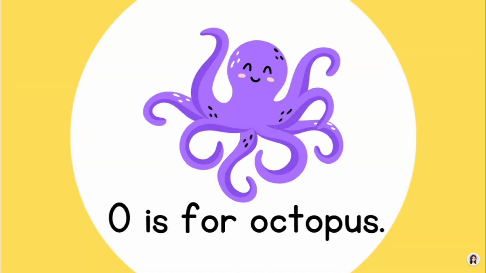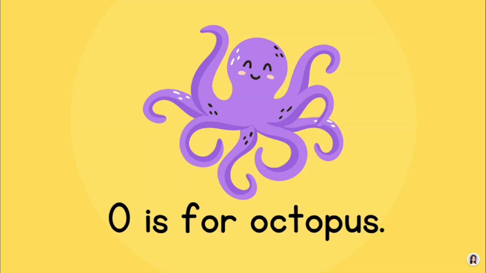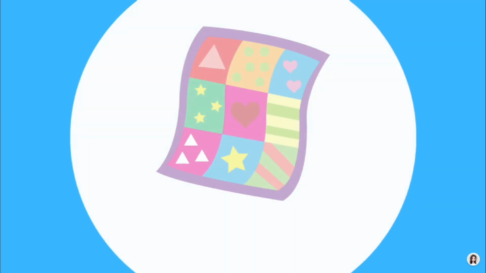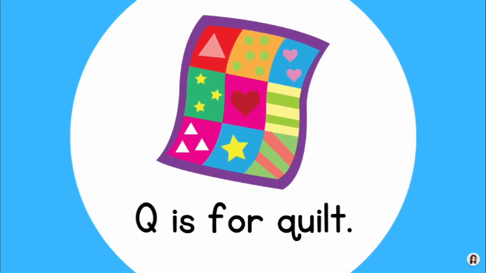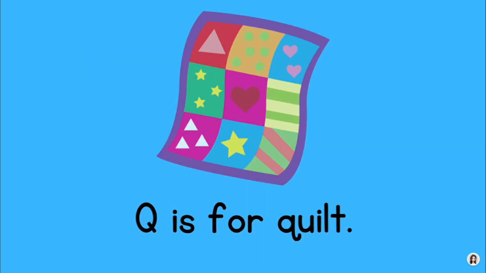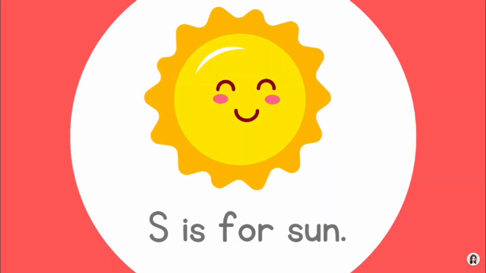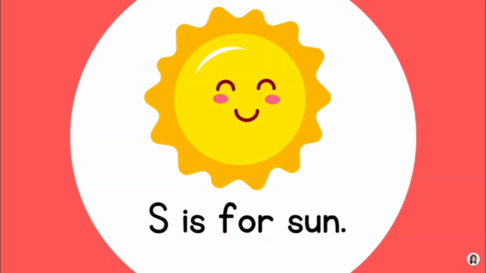O is for octopus, octopus. P is for puppies, puppies. Q is for quilt, quilt. R is for rail, rail. S is for sun, sun.